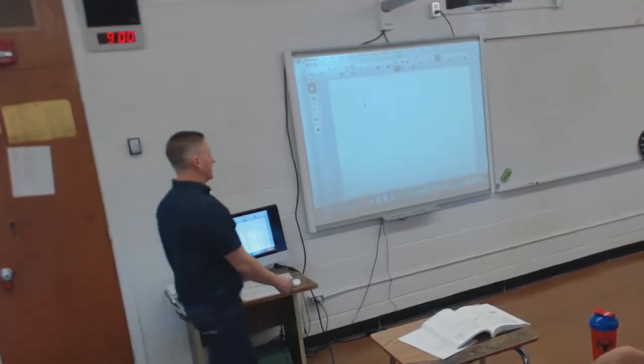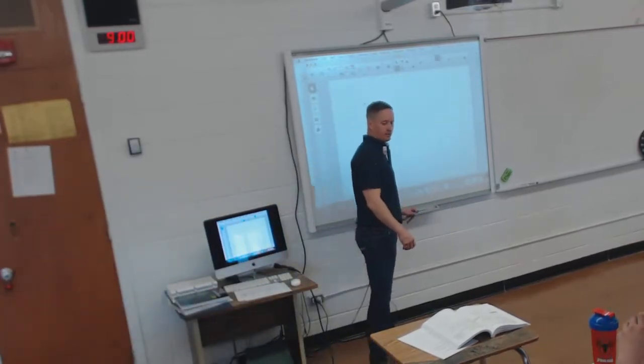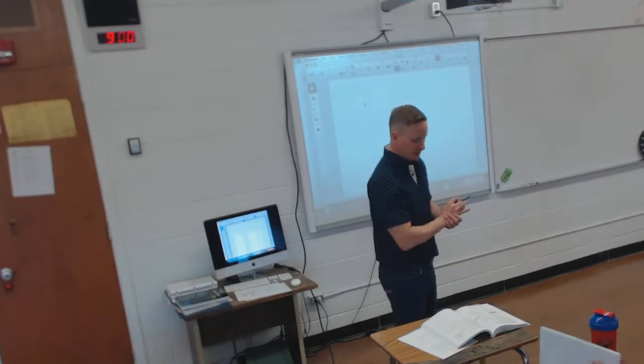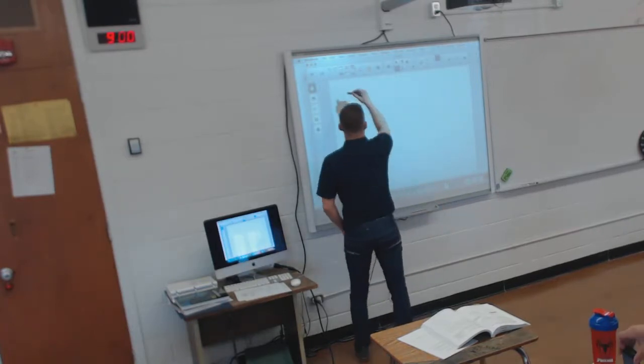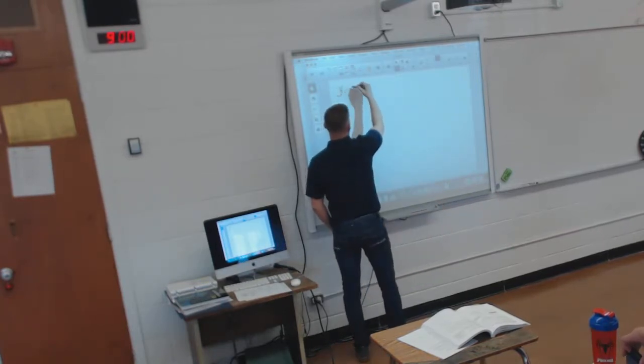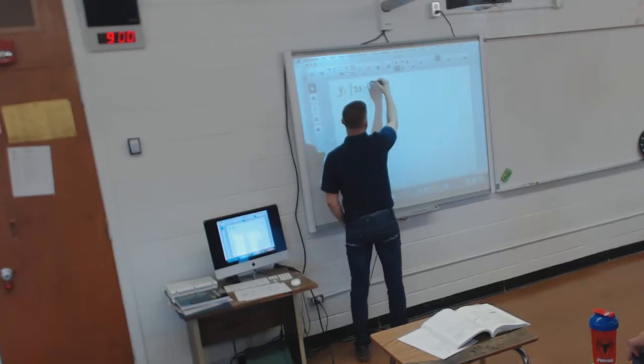Look, yesterday we looked at absolute value graphs. So today we're going to put our primary focus on just the graphs themselves. So the question asks us to graph y equals 3x minus 1.